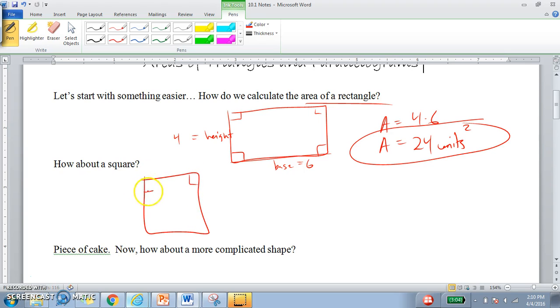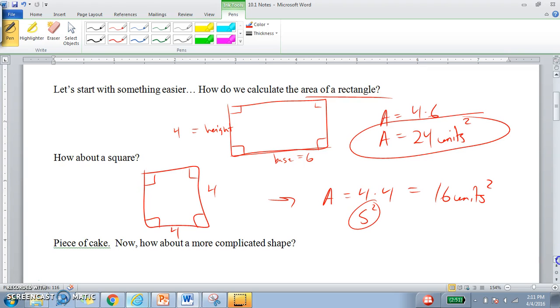Okay, so a square is just a special kind of rectangle, so the base and the height would be the same thing. So 4 times 4 would just be 16 square units, or units squared, or just whatever your side length is, because all the sides are the same, whatever the side length is squared. Okay.